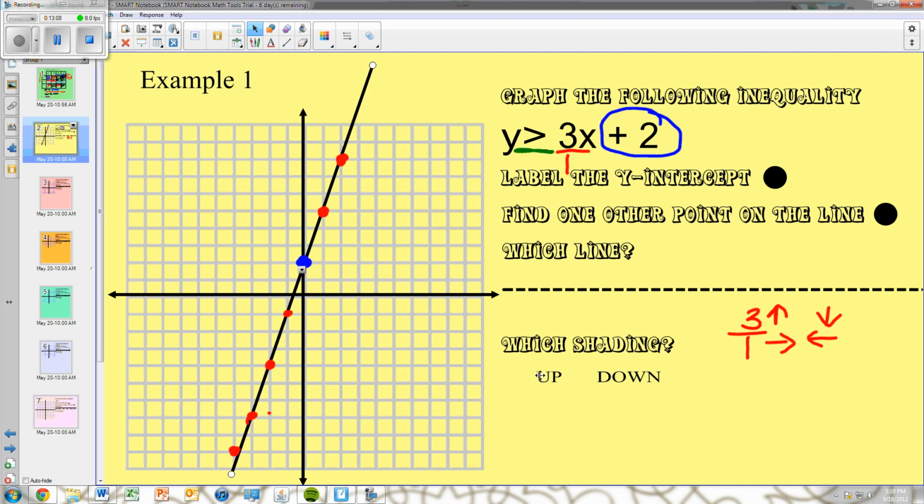And the last thing I'm going to do is I need to figure out which way to shade. In order to figure out which way to shade, I look at my symbol. And my symbol here is a greater than. And things that are greater are things that are higher. So I want to shade everything that's higher than this line. So I'm going to draw some arrows here to tell me which way is higher. And it looks like, if I keep drawing these arrows, it is this whole side over here. So I'm going to shade everything over here.